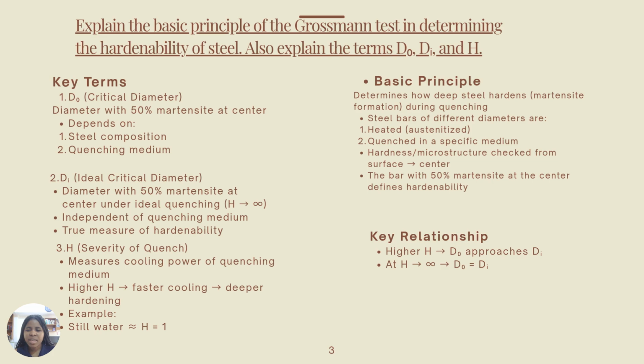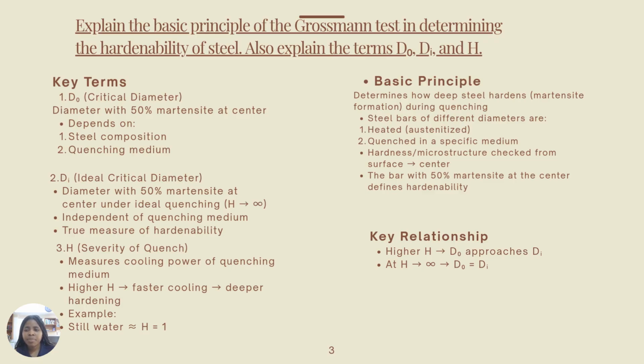Number two is the ideal critical diameter, which is DI. This can be said to be a material property. The definition of DI is the diameter that would give 50% martensite at the center under ideal quenching conditions, whereby we have extremely fast cooling and H is close to infinity. The key idea that the ideal critical diameter gives us is that it represents the intrinsic hardenability of the steel. It depends only on chemical composition and is not affected by the quenching medium.